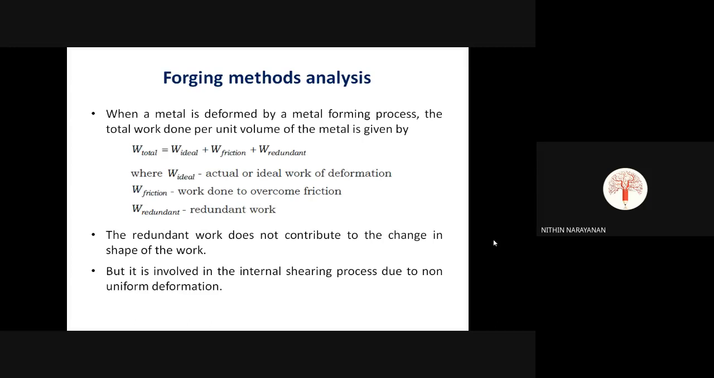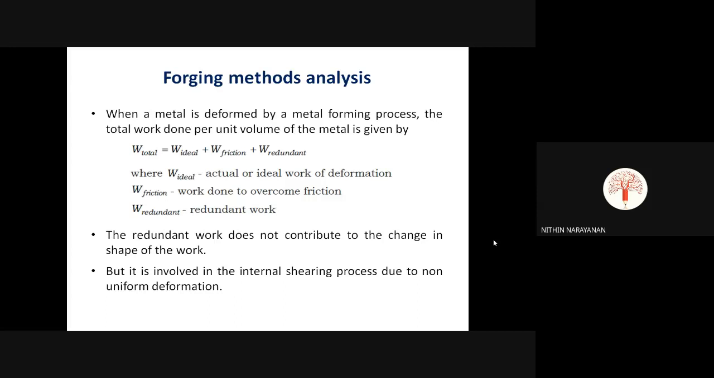Then second is the friction work. Whenever we apply compressive forces, we are in contact with the workpiece. In rolling we use rollers, but in forging we use certain types of dies and tools. So there will be a friction force between the die material and the workpiece material, since the contact surface has a certain amount of friction. While applying compressive forces, we need to overcome such frictional resistance also. So a particular amount of the work is utilized for overcoming this frictional force. That is called W friction, the work done to overcome friction.